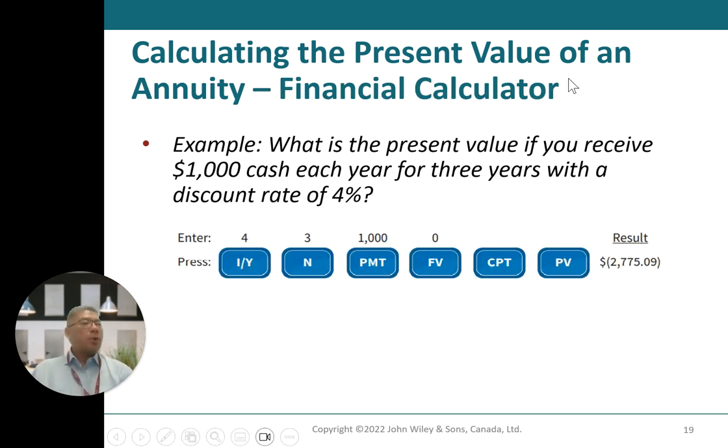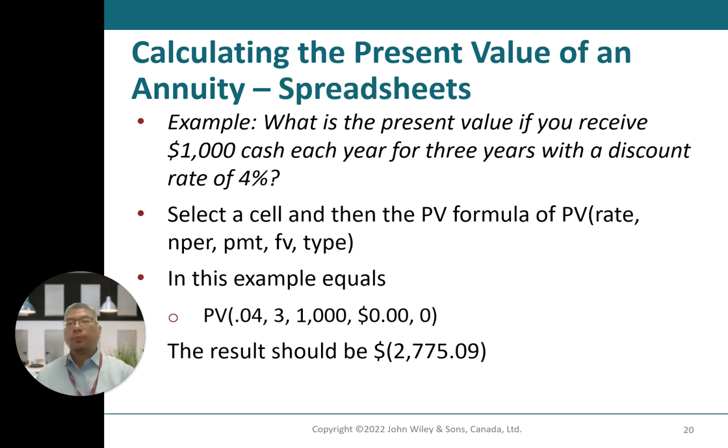Okay. Then when you're looking at the financial calculator, this is one of my favorites, actually. So you just plug in these numbers: I/Y 4, N 3, PMT 1,000, future value 0, compute PV, then you get this number. So the fastest way, what I think, is using the financial calculator; it is the best way to do so. Okay. And then calculating the present value of an annuity using a spreadsheet is doing the same thing. You're going to plug in all these numbers and the result will be 2,775. Whatever you do, it's going to show up the same numbers.